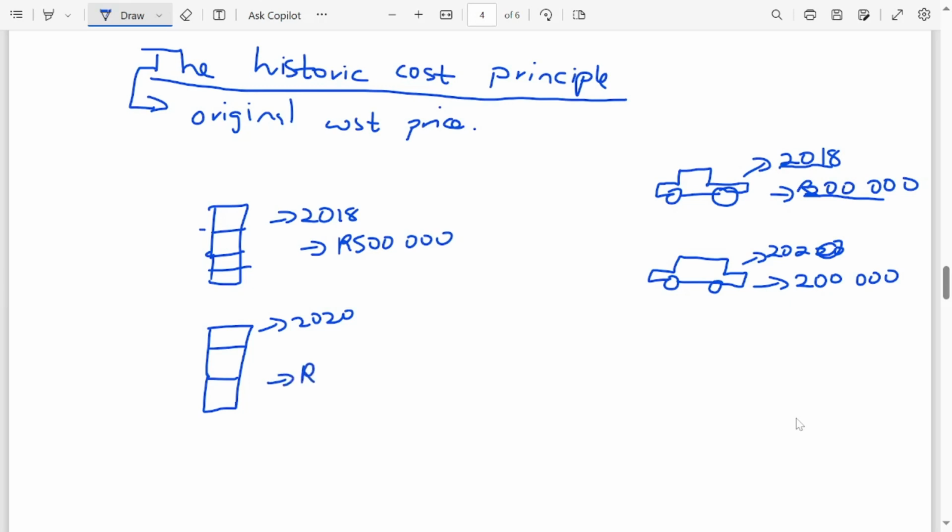recorded at their original cost price, even if the asset's value has increased. They should always be recorded at their original cost price at which they were bought. Okay, that is what it states.